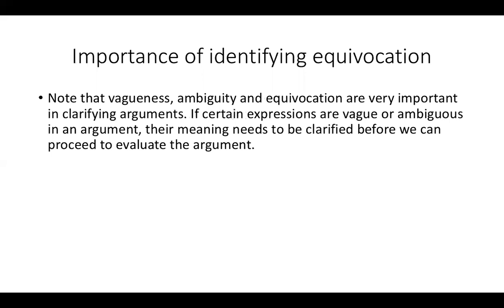The importance of identifying equivocation. Now, note that vagueness, ambiguity, and equivocation are very important in clarifying arguments. So these are meaning defects that make it difficult to make a good argument. If certain expressions are vague or ambiguous in an argument, their meaning needs to be clarified before we can proceed to evaluate the argument.